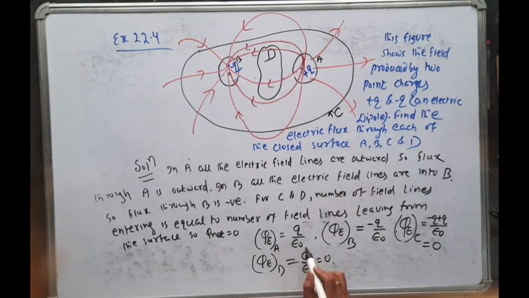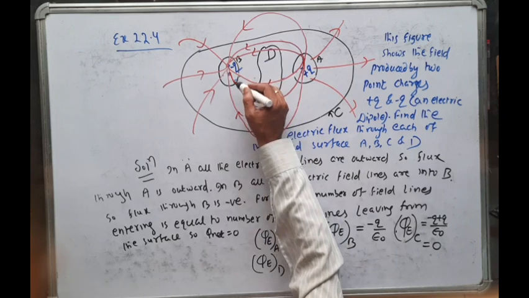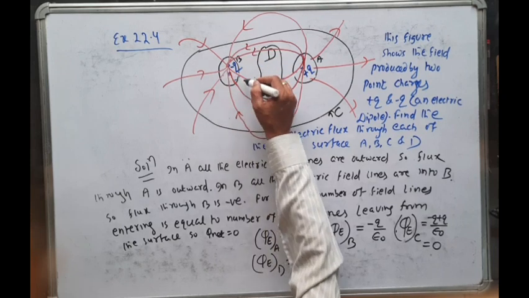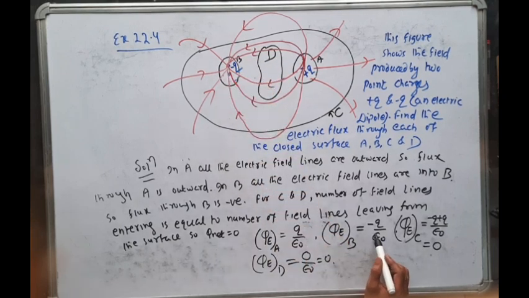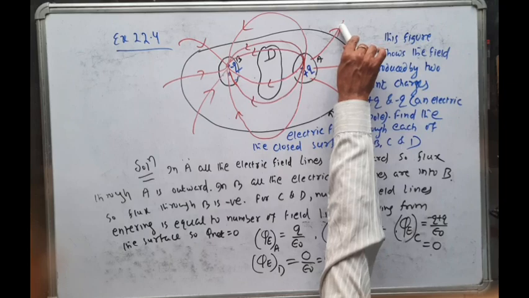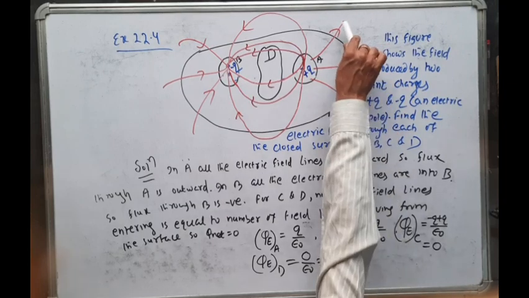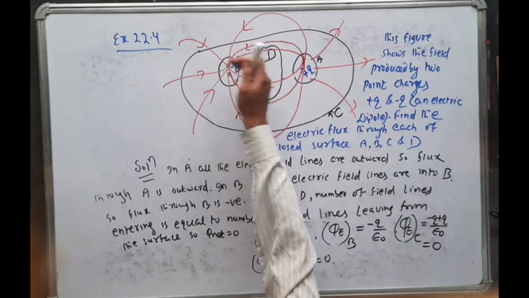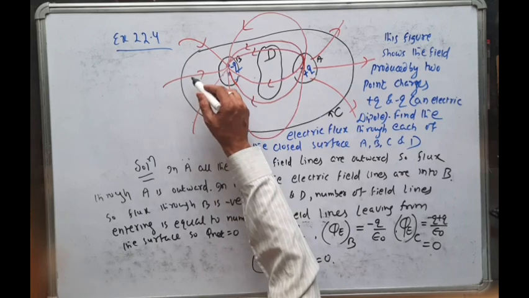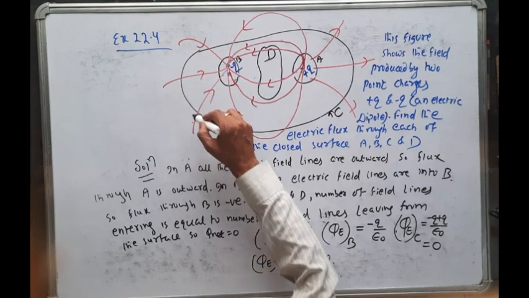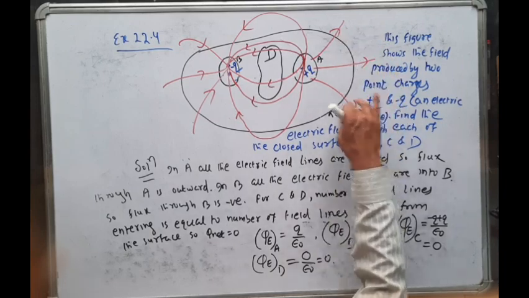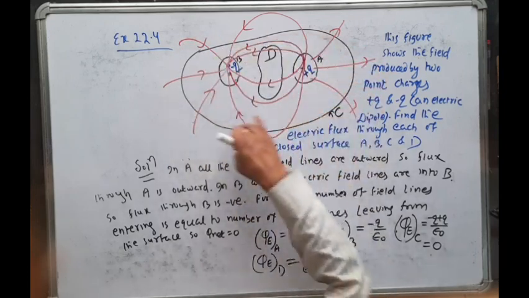Okay, and what is that flux? Plus Q by epsilon naught. For the B surface, since it is a negative charge, you know lines of force are always towards a negatively charged body. So here flux is negative. And in the C surface, you see these lines are leaving from the C surface, and symmetrically you see these lines of force are entering. If lines of force entering are taken to be negative, and lines of force leaving the surface are taken to be positive, so these three are positive, these three are negative, just add, you will get 0.